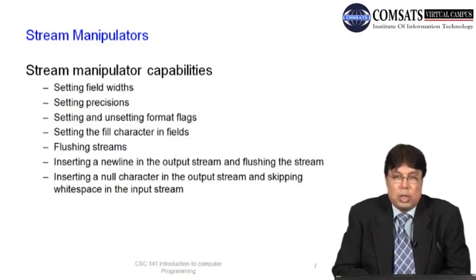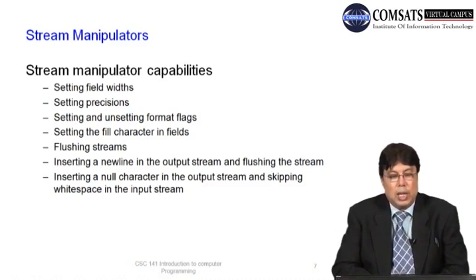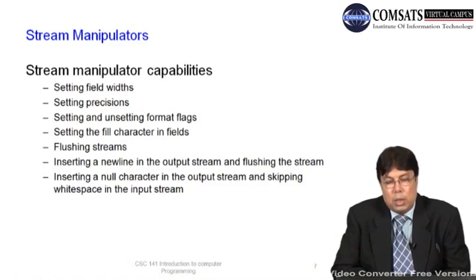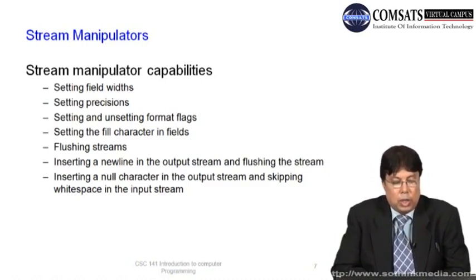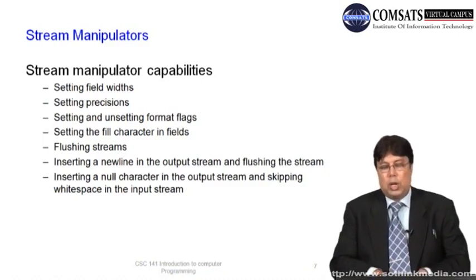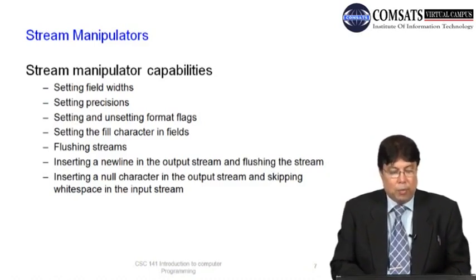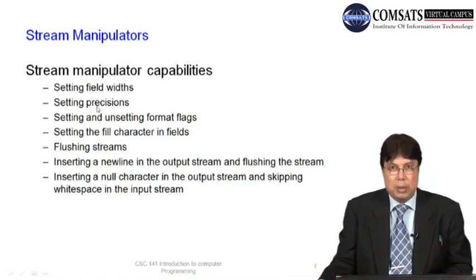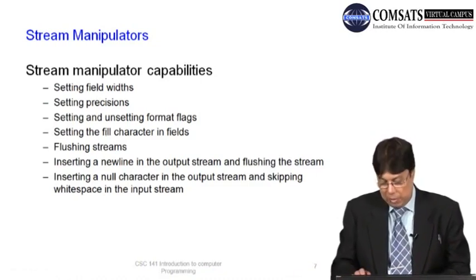Then setting the precision, how many decimal places after the decimal point. Setting and unsetting the format flags, the fail bit or bad bit or bad operation flag, you can always set and always reset. Flushing streams, you can clean the buffers with the help of flushing. Insert a newline in the output stream and flush the stream. Insert a null character in the output stream and skip white space in the input stream. These are all the format specifiers and capabilities that you can perform with the help of stream manipulators.